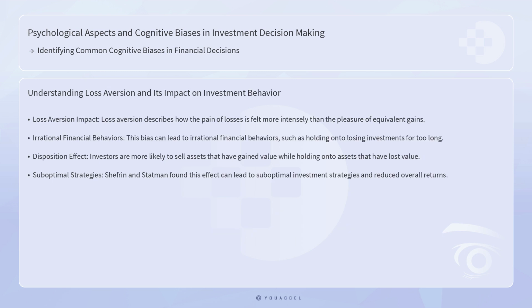Loss aversion, a concept introduced by Kahneman and Tversky, describes how the pain of losses is felt more intensely than the pleasure of equivalent gains. This bias can lead to irrational financial behaviors, such as holding on to losing investments for too long in the hope of breaking even, rather than cutting losses and reallocating capital more efficiently. This behavior is often seen in the disposition effect, where investors are more likely to sell assets that have gained value while holding on to assets that have lost value.